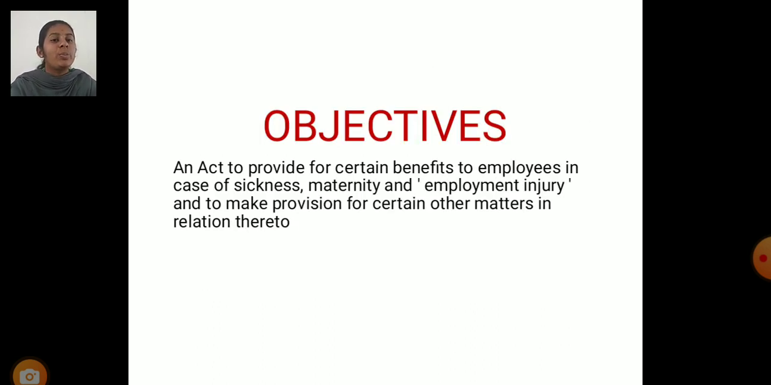Objectives: an act to provide certain benefits to employees in case of their sickness and illness and employment injuries, and to make provision for certain other matters in their relationship.